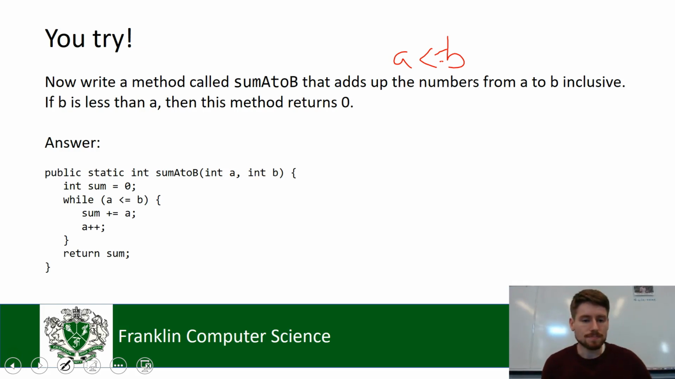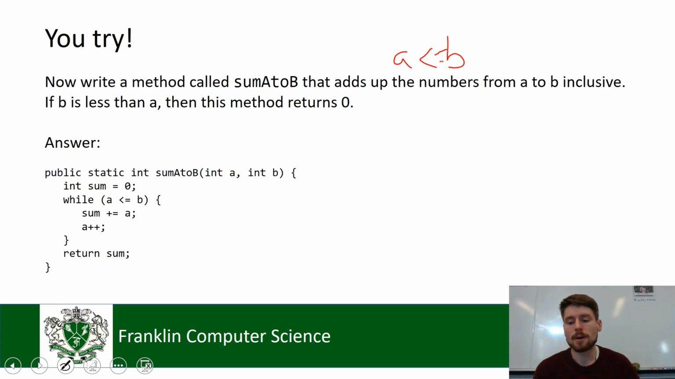Okay, so here's the solution that I came up with. Now we have our sum set to 0, because we're starting off by adding a bunch of things, and we want to start off with 0. And so we'll loop as long as the first number is smaller than or equal to the second number. Add whatever a is, and then increment a up to the next number. That would get all the numbers from a to b inclusive, because we start at a, add a on, and make a go up by 1, and then we add a again, and make a go up by 1 again, and so forth. And that would give us the sum.